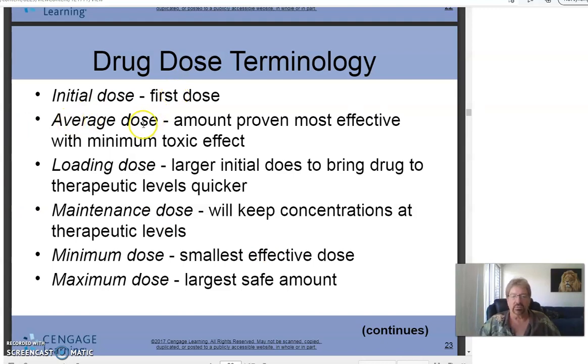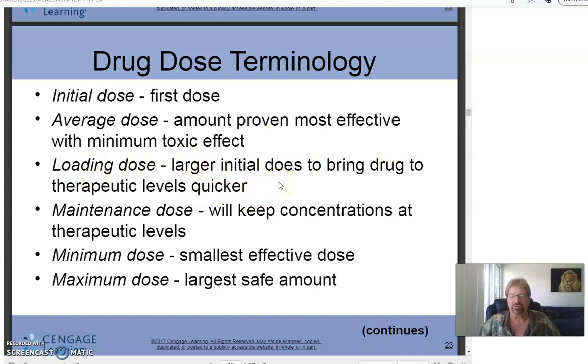Average dose amount proven effective with minimal toxic effect. Most drugs have toxicity associated with them, guys, and so they really can cause problems with the liver. Loading dose: larger initial dose to bring the drug to therapeutic levels quicker.